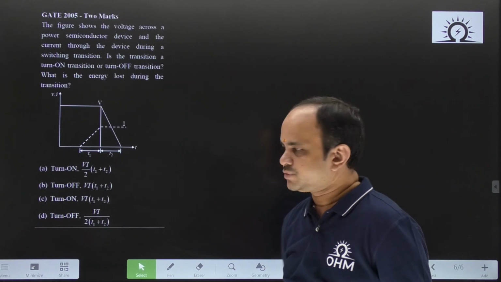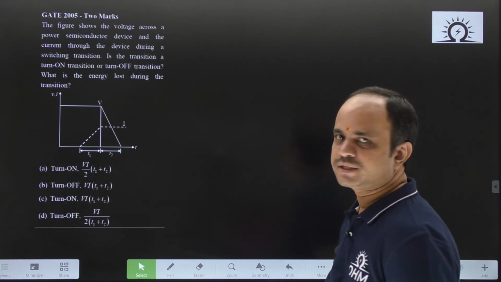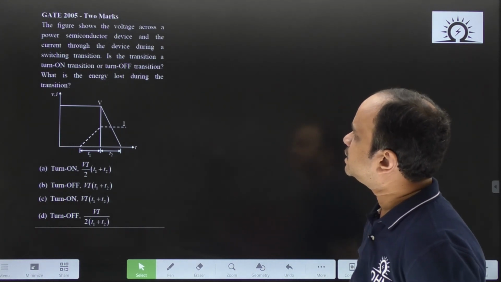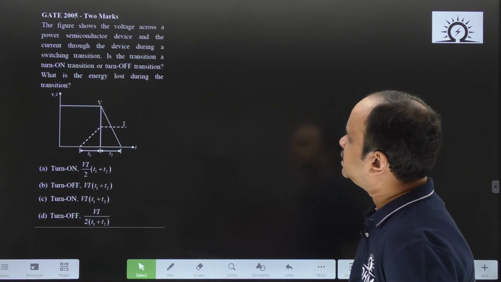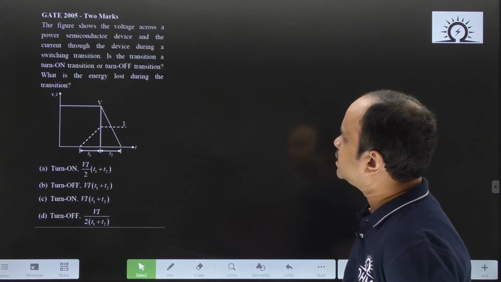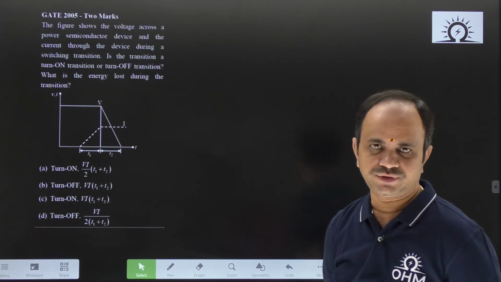Now, let us move to the next question. This question is given in GATE 2005 for 2 marks. The following figure shows the voltage across a power semiconductor device and the current through the device during a switching transition. Is the transition a turn on or turn off transition?